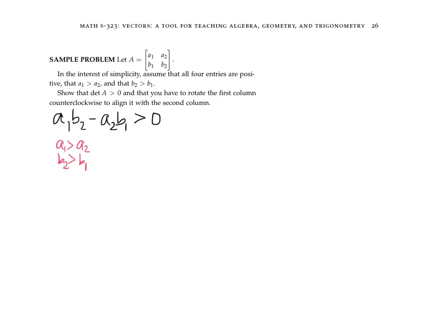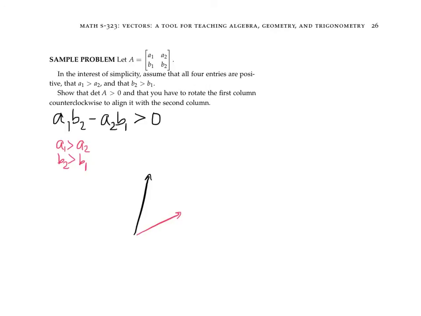Now we have to show that we have to rotate the first column counterclockwise to align it with the second column. Well, let's take a look at the first column. It moves more to the right than the second column, but it doesn't go up as much as the second column. What does that look like? I've made my first column red and my second column black, so a simple drawing like this will suffice.